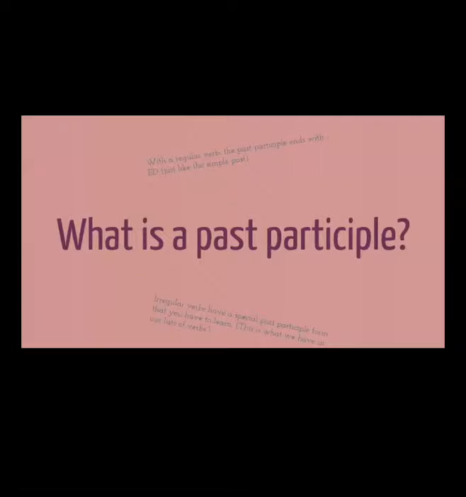Por ejemplo, aquí vamos a ver, what is a past participle? We are going to learn what a past participle is. Vamos a ver qué es un pasado participio. Ok, y hay dos formas de saber qué es un pasado participio. The first one is with a regular verb: the past participle ends with ed.